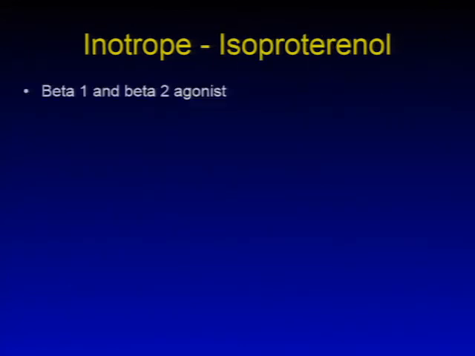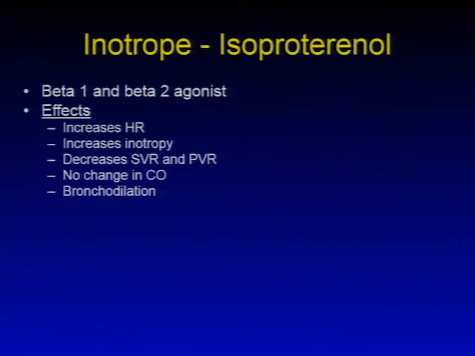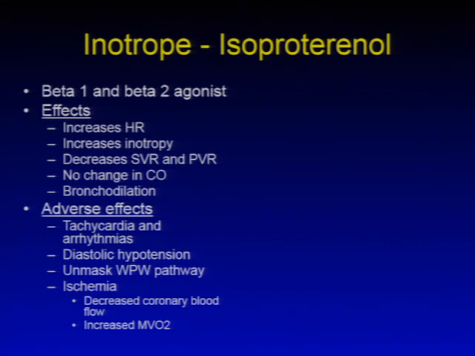Isoproterenol is an active beta-1 and beta-2 agonist. It affects the heart by increasing heart rate and inotropy, while at the same time decreasing SVR and PVR. We can also use this drug in the instance of bronchoconstriction to elicit dilatation. Adverse effects of isoproterenol are primarily an increase in heart rate, leading to tachycardia and arrhythmias.